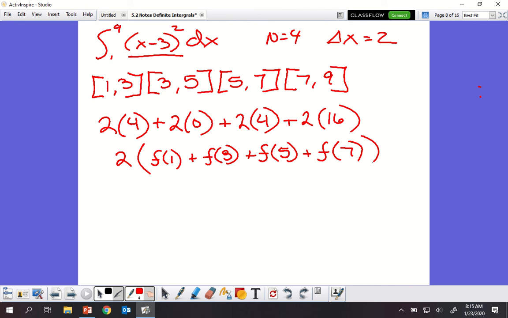So let's go ahead and figure out what the area is, and this is going to be my left Riemann sum. So it's 8 plus 0 plus 8 plus 32. 48? 40? 32 plus 8 plus 8. 48. Oh, you're right. 48? Okay. So that means that my area is 48 units squared, right? Okay, that one's from the left, right?